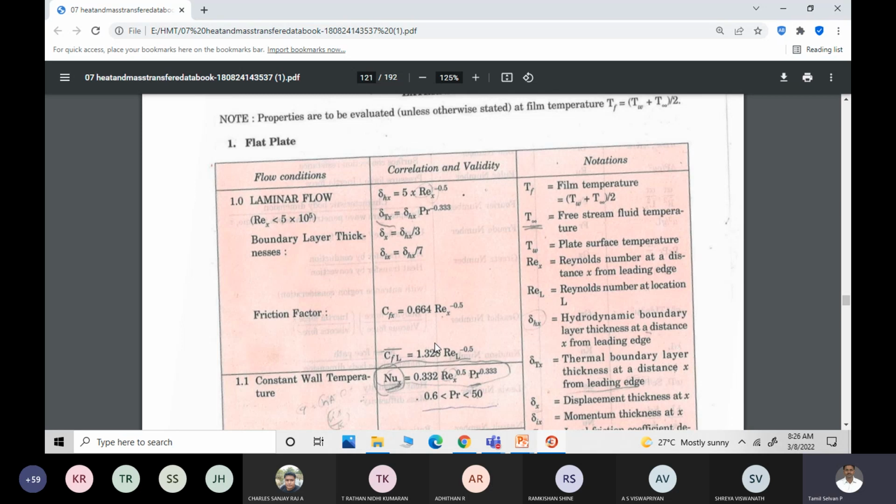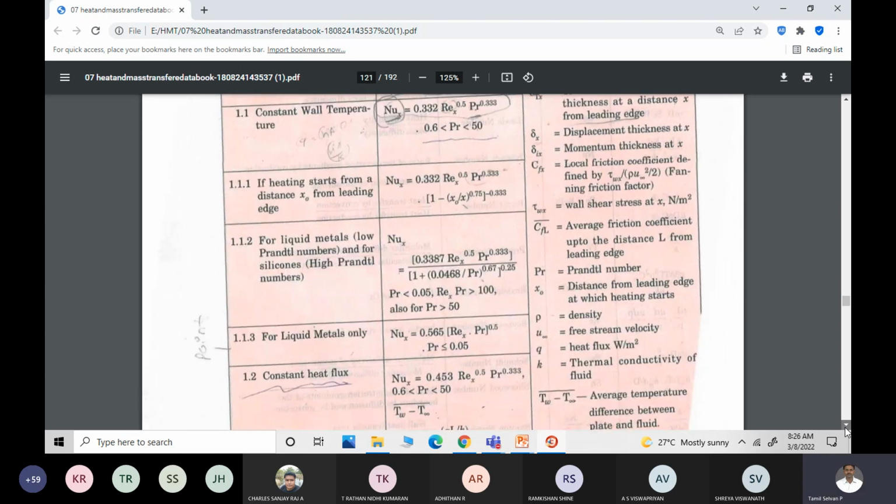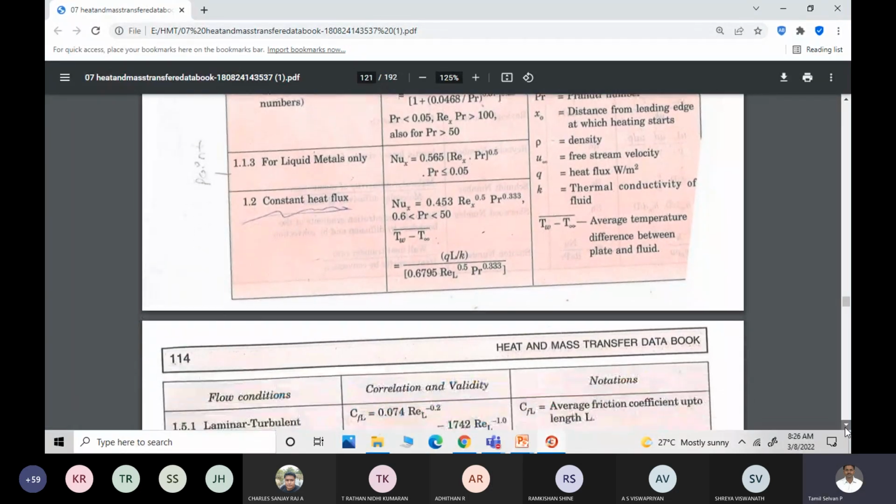Similarly, I have already told you the average friction coefficient is the one which you are expected to find out. CfL bar is equal to 1.328 Reynolds number over the entire length. And similarly, the Nusselt number also you have to find out.